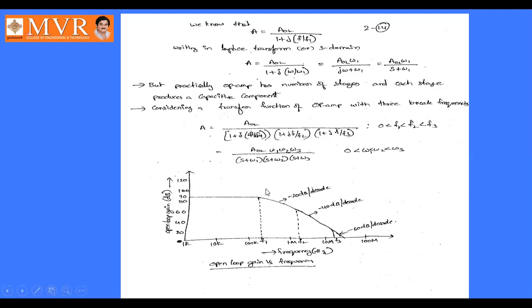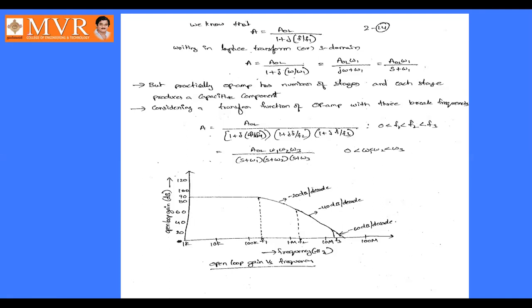We have to understand that the operational amplifier is going to perform much better in this region, from 1 kilohertz to 100 kilohertz, up to f1. So in this frequency range the operational amplifier performance will be better. Beyond this frequency range, or below this 1 kilohertz, the operational amplifier is not performing better.